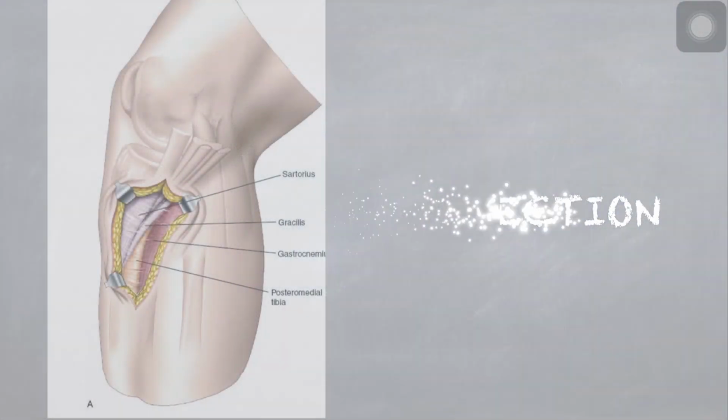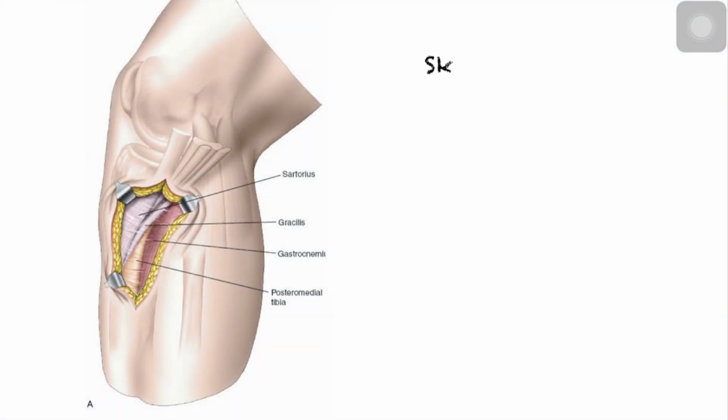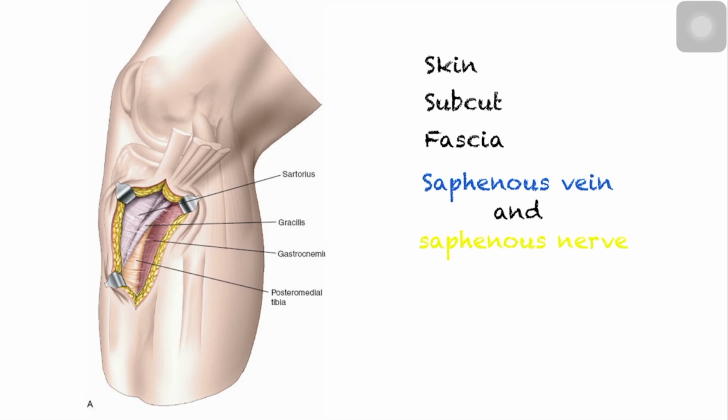We talk about the superficial dissection. We have already taken the skin incision. Then we take the subcutaneous incision in line with the skin incision, and we identify the fascia. The saphenous vein and saphenous nerve are overlying the fascia and just lie anterior to our approach. We need to identify these structures and preserve them.